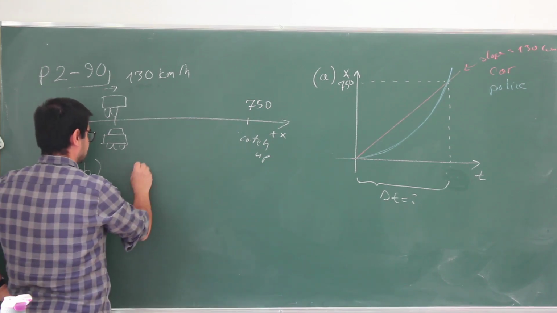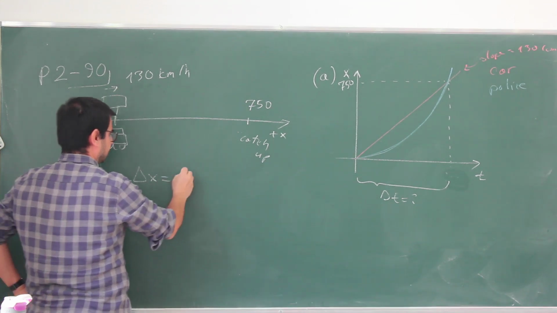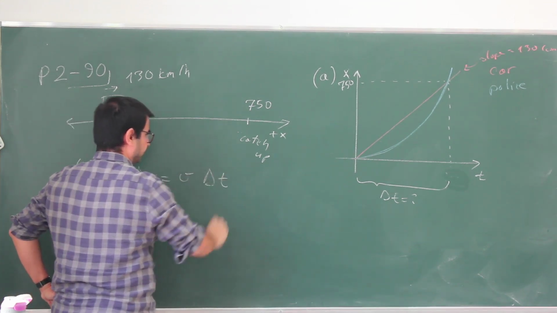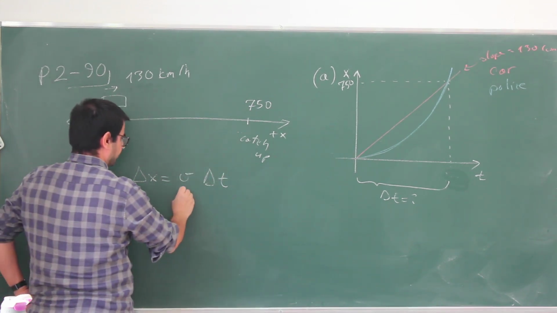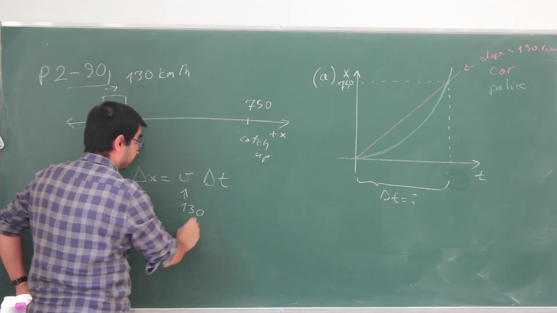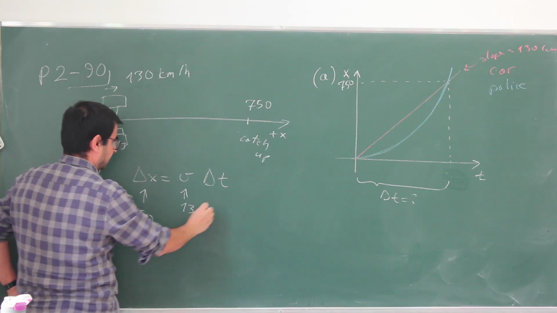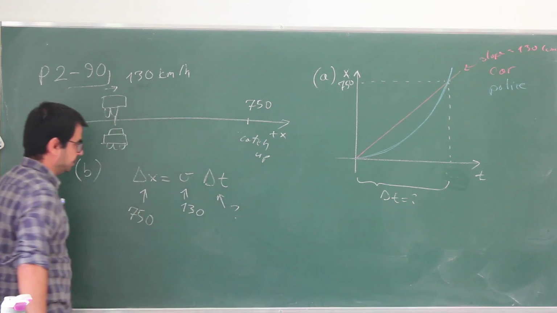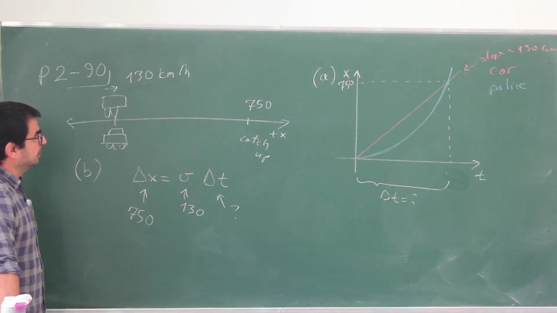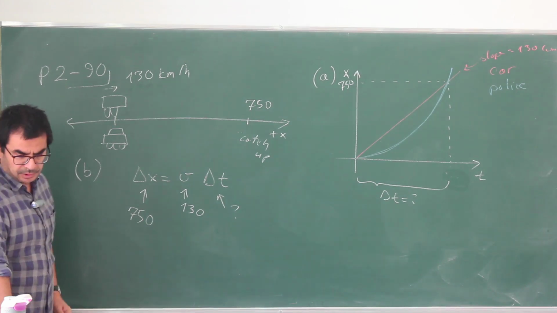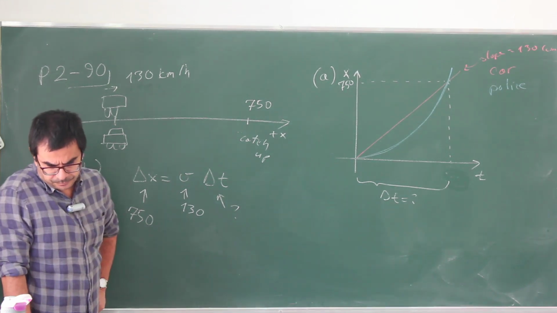For constant velocity, delta x is just v times delta t. The velocity is 130, but you have to convert it, and the distance is 750. You can find delta t by a simple division. So it's a shortcut. We don't need to complicate things. This is how we can get the answer to part B.